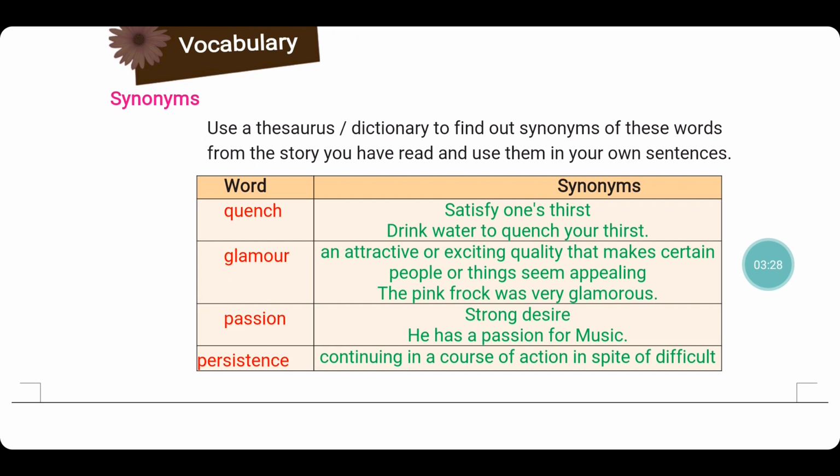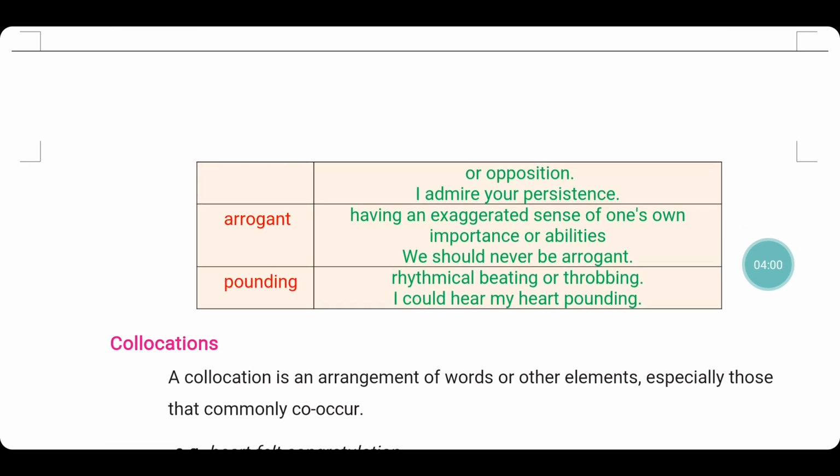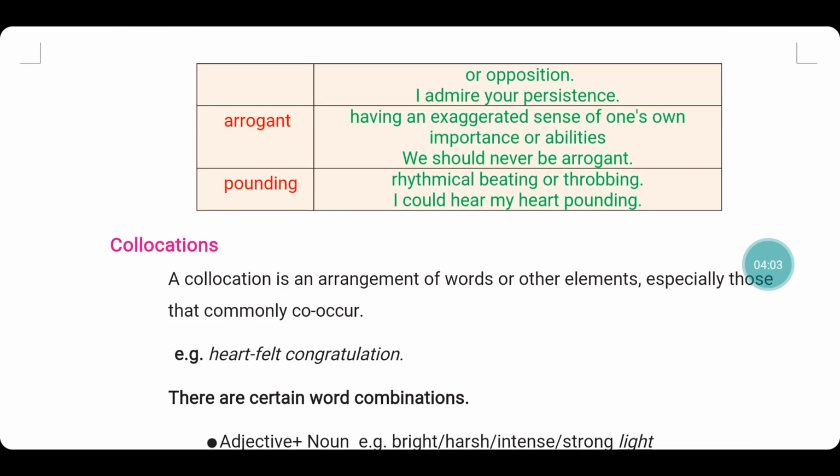Glamour. An attractive or exciting quality that makes certain people or things seem appealing. The design on the pink frock was very glamorous. Passion. Passion means strong desire. He has a passion for music. Persistence. Persistence means continuing in a course of action in spite of difficulty or opposition. I admire your persistence.